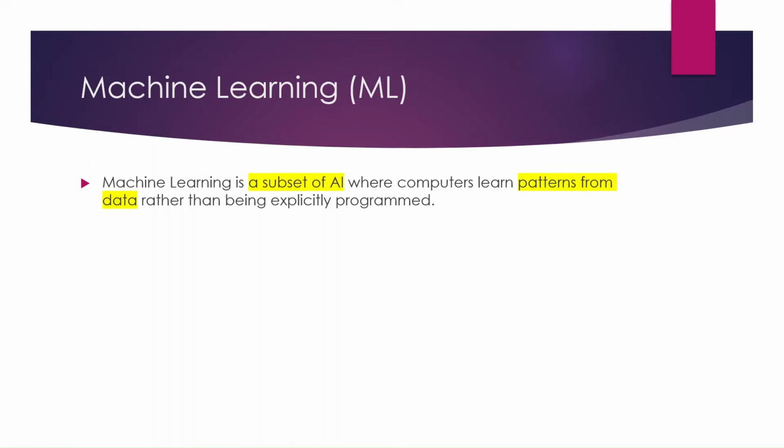So for instance, if you feed a system hundreds of cat images or dog images, the system can learn to recognize cats versus dogs based on the patterns that it learned from the data. We did not explicitly program the system to just identify the cats and dogs. The system is learning from the data. So this is machine learning.